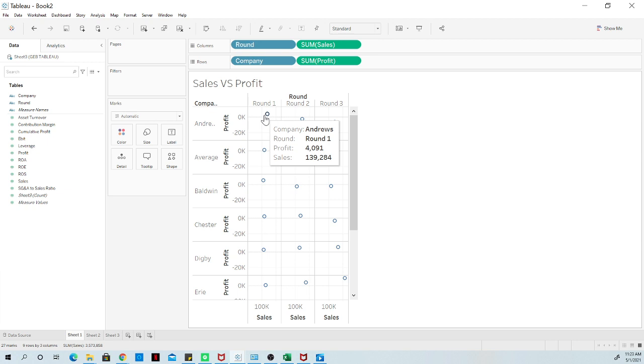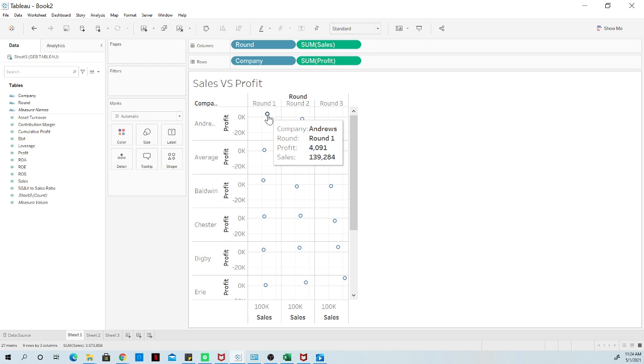So we see here where we made $139,284 in sales, but then our profit was $4,000. Again, we see where we made $149,000, but our profit was a negative, which goes back to what I said, that you can make money from sales, but when we deduct our operating costs and all of those expenses, we do have a negative. And it shows here in round three, where we made sales of $143,000, but we still had a loss basically.